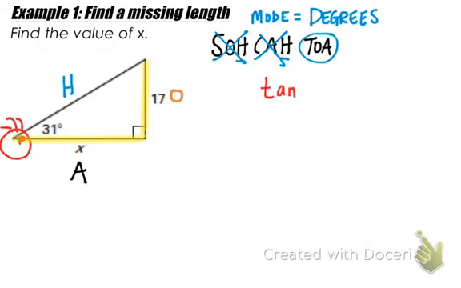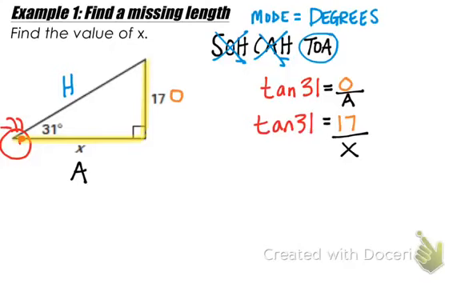So we have the tangent, and now instead of writing down the angle like a letter that represents the label of the angle, you're going to write down the actual measurement. So the tangent of 31 degrees equals opposite over adjacent. Okay? So now you substitute what you know. So it's the tangent of 31. It's not tangent times 31, tangent of 31 equals 17 divided by x.